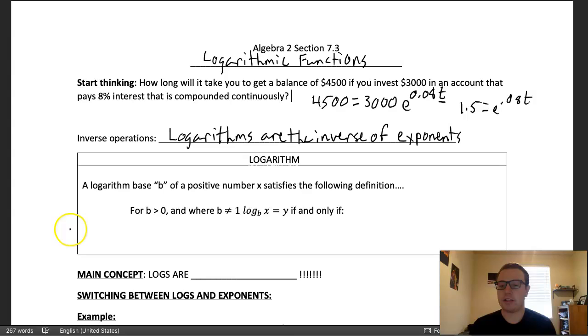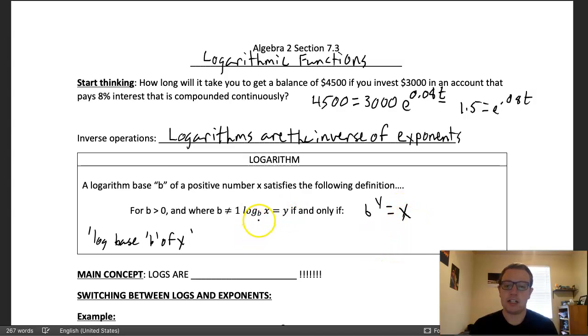So let's define a logarithm now. A logarithm, and we call these with base b, of a positive number x satisfies the following definition. We need our base b to be greater than 0 and not equal to 1. If we do that, we have log base b of x is equal to y. So that's the way we read this: log base b of x is equal to y if and only if b to the y is equal to x.